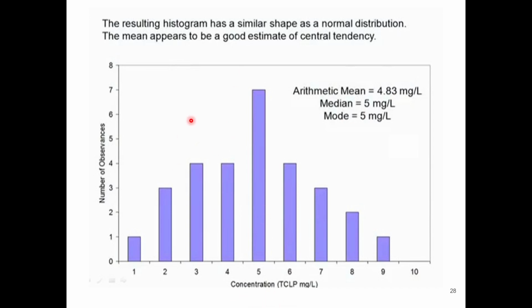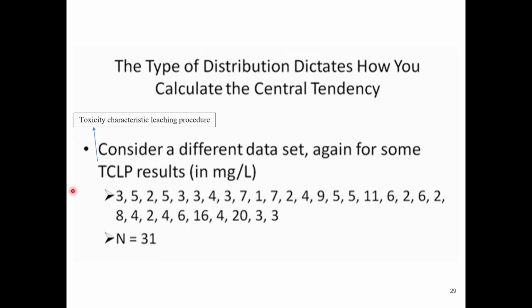However, if you consider this data set, this is a different data set. It has 31 samples. The values are 3, 5, 2, 5, 3, 3, 4, 3, 7, 1, 7, 2, 4, 9, 5, 5, 1, 1, 6, 2, 6, 2, 2, 8, 4, 2, 4, 6, 1, 6, 4, 2, 3, 3. So this is a different data set, with a total number of samples of 31.